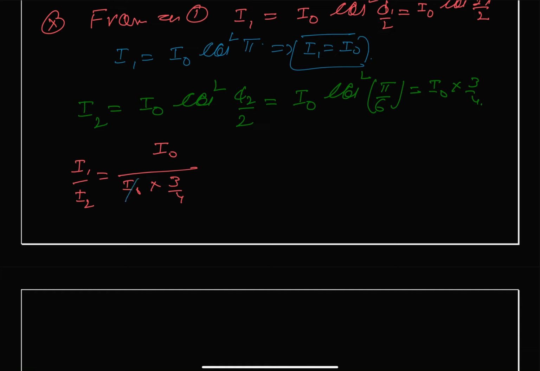I naught and I naught goes away. This comes as 4 by 3. Or we can say our I2 will be equal to, I1 is given to us as K, so this comes as 3K by 4.